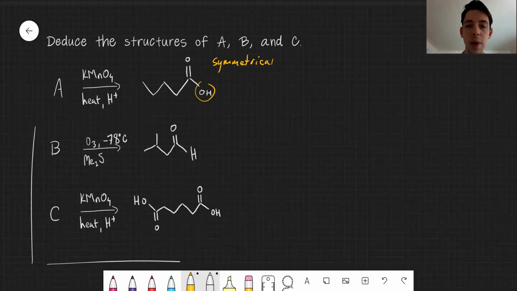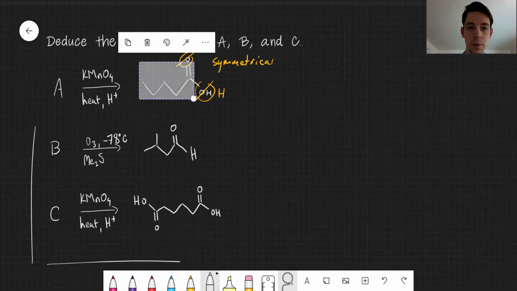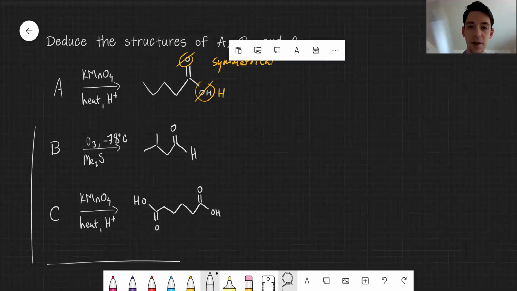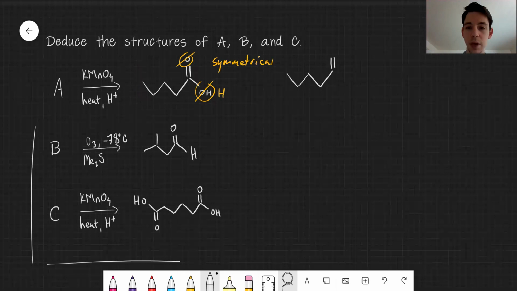Working backwards, I know that this OH group originally would have been a hydrogen before it was oxidized. I also know that this O originally would have been the other half of a double bond. In other words, it would have been a carbon. So what I'm going to do is just copy this molecule, and if I didn't have a computer, I would simply redraw it. I'm going to copy it without those two oxidized features, and I'm just leaving it right here.